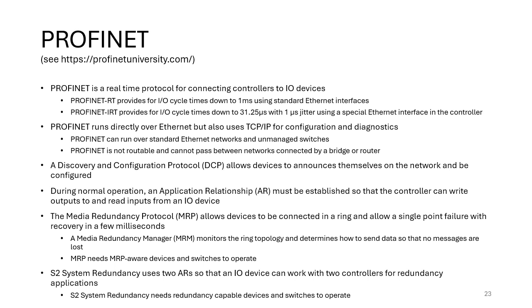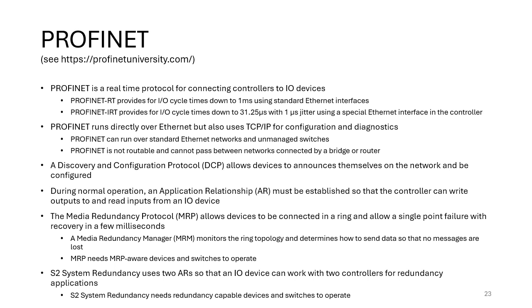If you want faster communication times, we can do that with PROFINET IRT, where IRT stands for isochronous real time. And this gives you I/O cycle times down to 31.25 microseconds with only 1 microsecond of jitter. But in order to be able to achieve that, your sending or your master device must have a special Ethernet interface. The I/O can be the same for both RT and IRT, but the sending device, the controlling master device, does need special Ethernet hardware to be able to achieve these cycle times.